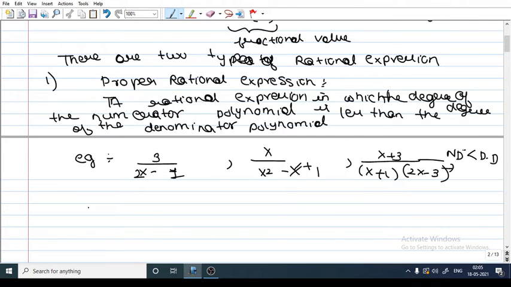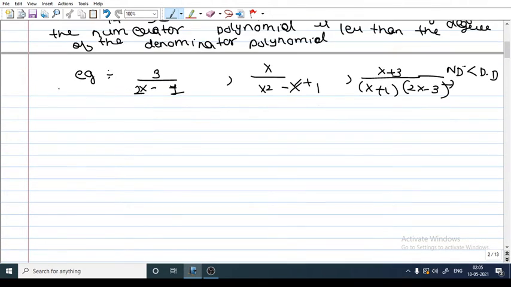Now what you will study next is the second type, which is improper rational expression. Here a rational expression in which the degree of the numerator polynomial is greater than or equal, listen it out, greater or equal, to the degree of the denominator is called improper rational expression. Okay, let me write it.